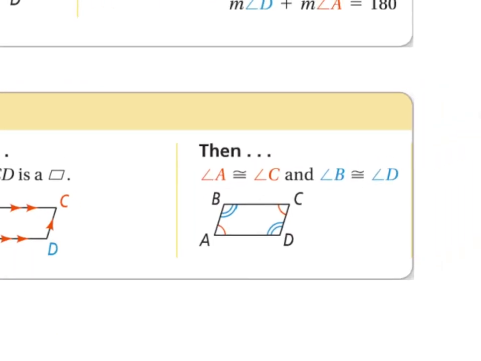All right, opposite angles in a parallelogram are congruent, so they're equal. So like in this diagram, A and C are congruent and B and D are congruent.